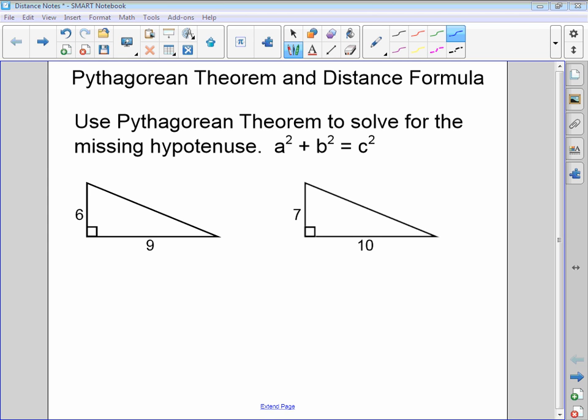All right, welcome back. We are going to be working through Pythagorean Theorem very quickly today and then looking at the application of the distance formula. To start, I want you to just go ahead and pause the video for a moment and work through these two Pythagorean Theorem problems. And when you come back, we will go over them as a group.